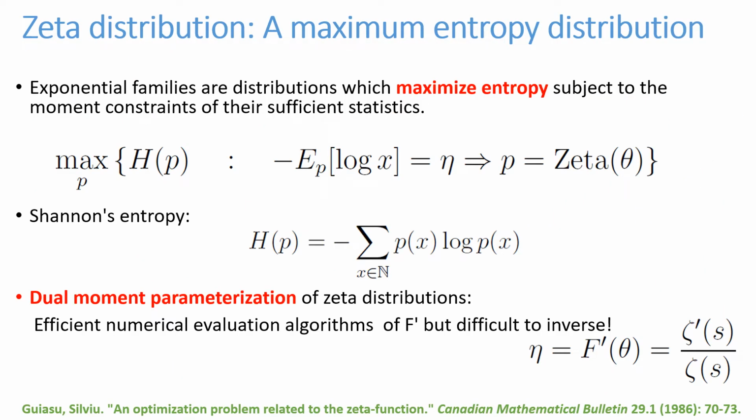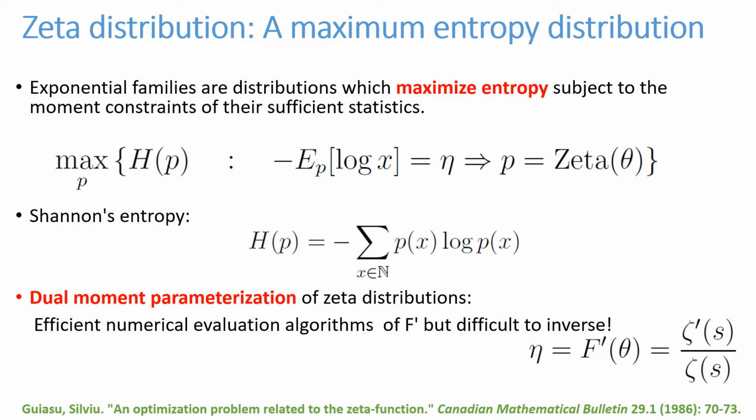Because the set of zeta distributions forms a discrete exponential family, the zeta distribution can be interpreted as a maximum entropy distribution. Thus, if we maximize the Shannon entropy of a distribution defined on a natural integer support, with the constraint on the expectation of its sufficient statistic, minus logarithm of x, we get the zeta distributions.